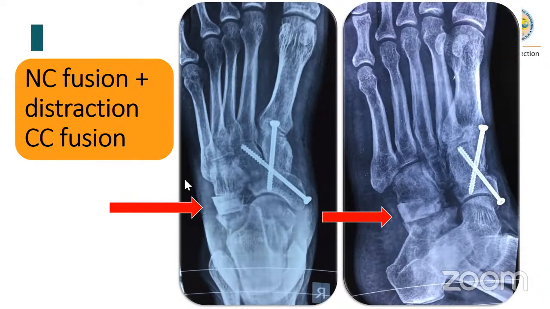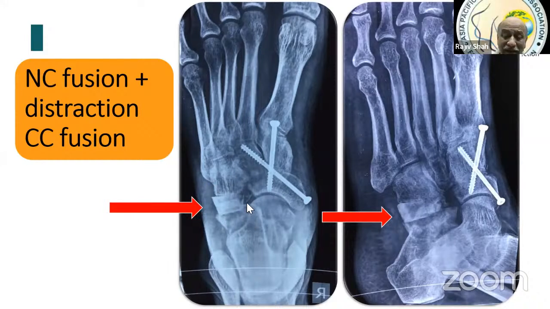So one method, as I said, is to temporarily distract and check with a mimicked weight bearing on table whether you gain the correct coverage or not. So that is one method.